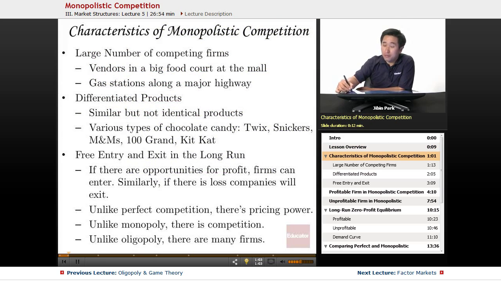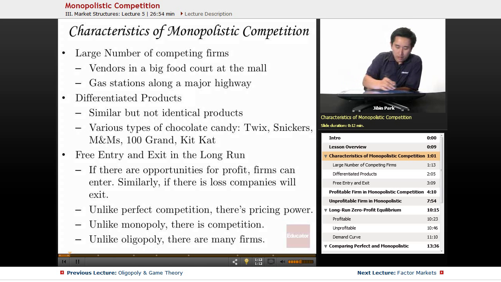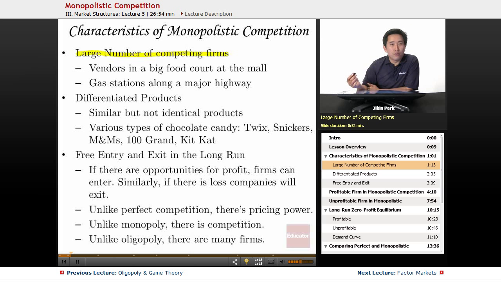So let's go over some characteristics of monopolistic competition. What separates a monopolistically competitive firm from perfect competition, monopoly, or oligopoly? Well, the first thing is that there's a large number of competing firms. So most firms are going to compete in monopolistically competitive situations. So for example, vendors in a big food court at the mall. You can make different choices. You can have Chinese food, you can have Mexican food, Korean food. There's going to be maybe 15 to 20 different restaurants, all producing food, but a variety of food at a variety of prices.